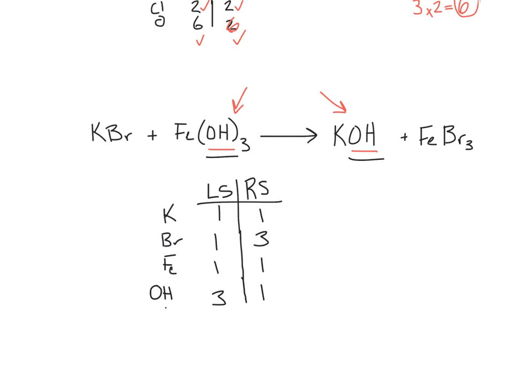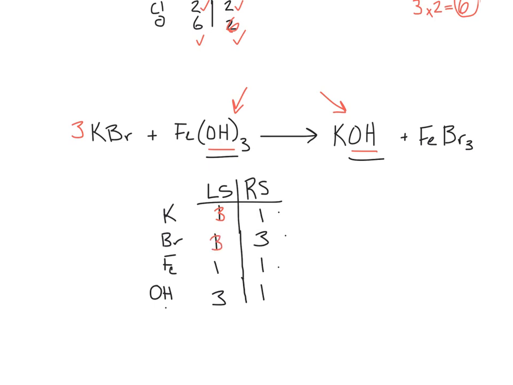Going back to our steps, we have to balance the metals first. We have potassium and iron as our metals. They're already balanced. Then we need to balance the nonmetals, bromine. So right off the bat, you notice that there are 3 bromine on the right-hand side. So to balance that, I'm going to add a coefficient of 3 on the left-hand side. That makes potassium become a 3 and bromine become a 3 on the left-hand side.